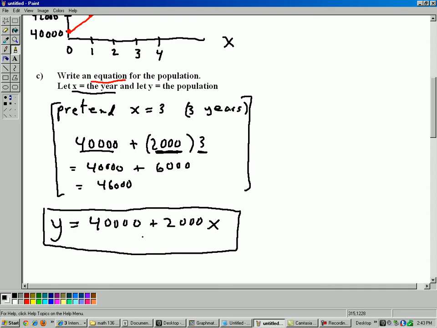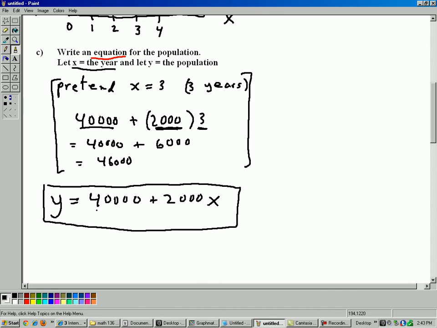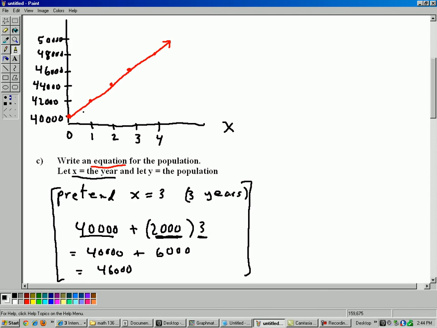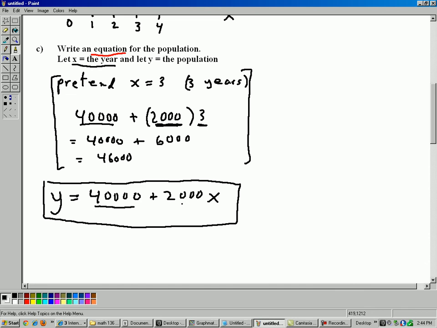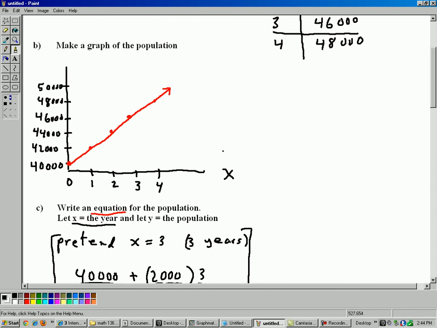Now notice that we have the a plus bx format here. So let's compare the equation back to the graph. The y-intercept is 40,000. And sure enough, on our graph here, the line crosses the y-axis at 40,000. And the slope is 2,000. If you look at the graph, from this point up to this point, what is the slope? Well, I go over 4. I go up from 40,000 to 48,000. I go up 8,000. 8,000 divided by 4 is sure enough 2,000.